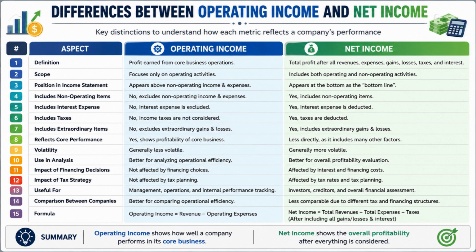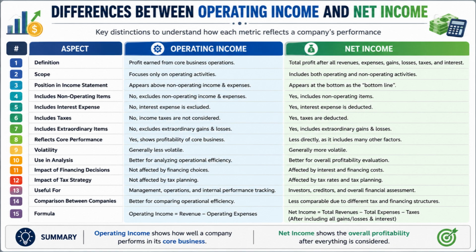In this video, we will discuss the differences between operating income and net income. Both are important profitability measures used in accounting and finance, but they serve different purposes and provide different insights into a company's financial performance. Operating income focuses on profit generated from core business operations, while net income represents the final profit remaining after all revenues, expenses, gains, losses, interest, and taxes have been considered.